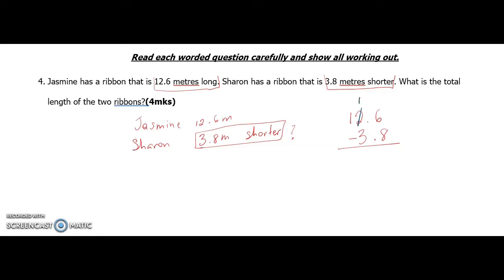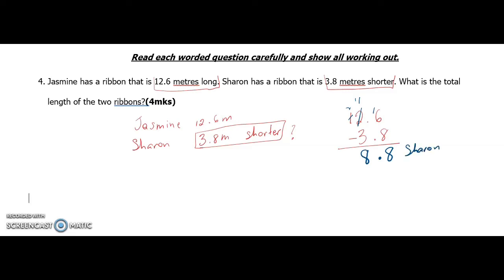3 from 1 I can't. So hence I'm going to have 3 from 11 and I'm left with 8. So the 8.8 would have been the length of Sharon's ribbon. Now it is asking us for the total length of the two ribbons.